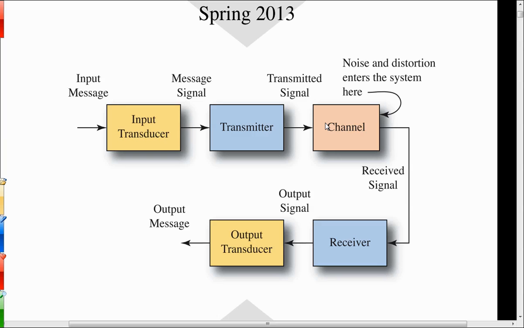Then you have a demodulator or a receiver, which I've got sitting over here. And then some output transducer. It might be a speaker if it's an analog communications means, or some processing device to decode with.